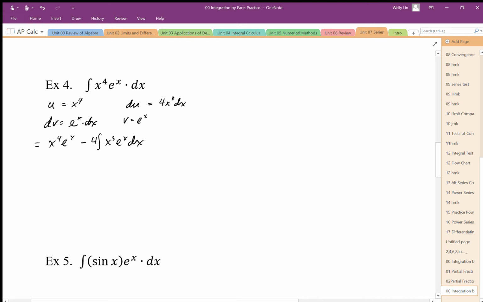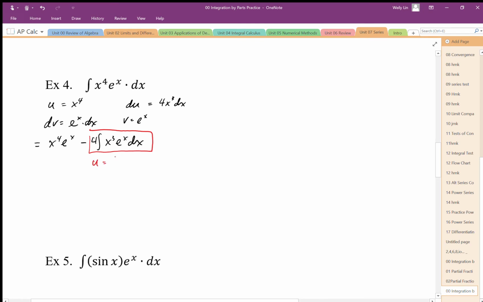If I reapply parts onto this integral here, I will be able to reduce this down into a power of 0 basically, and will eventually generate an integral that I can do. So I'll show you how this works. I'm going to reapply this again.